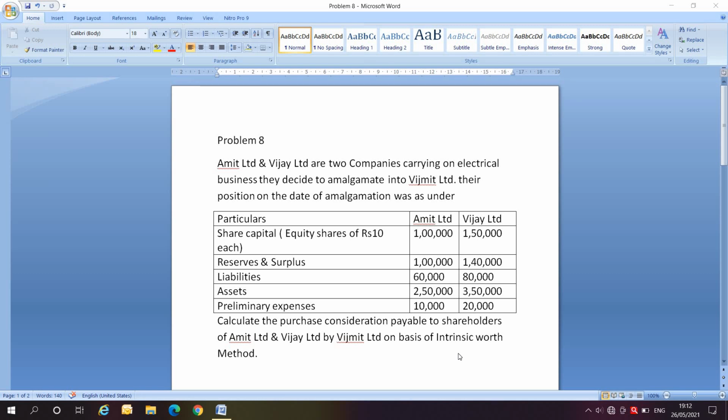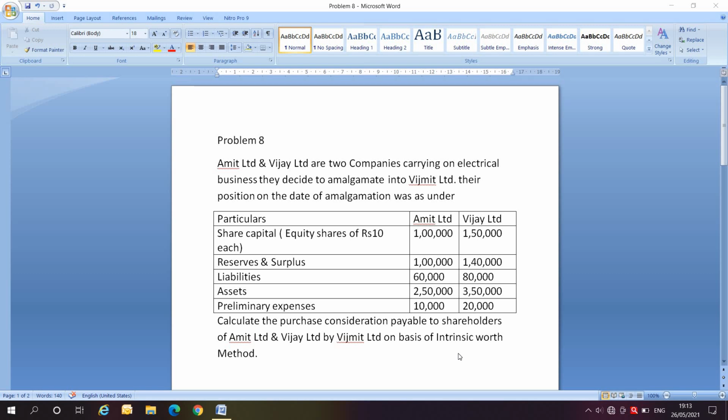But in this problem the things given are slightly different, so we are supposed to make use of all the formulas that we have studied to calculate purchase consideration under this method. The first step is to calculate intrinsic value. If you remember, the formula for calculation of intrinsic value is net assets divided by number of equity shares. I repeat the formula: net assets divided by number of equity shares.